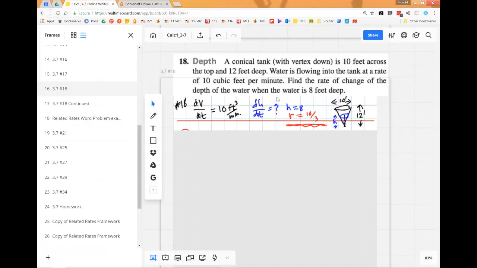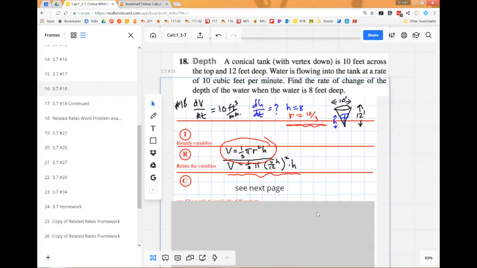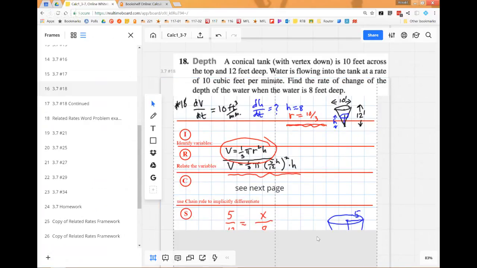At the moment, the water is 8 feet deep, so H equals 8. And then in this problem, I actually figured out what R is, and that takes a little calculating to do. They didn't just hand that to you. Because if you look over on the right, let's see, where did I do this? Yeah, over here.